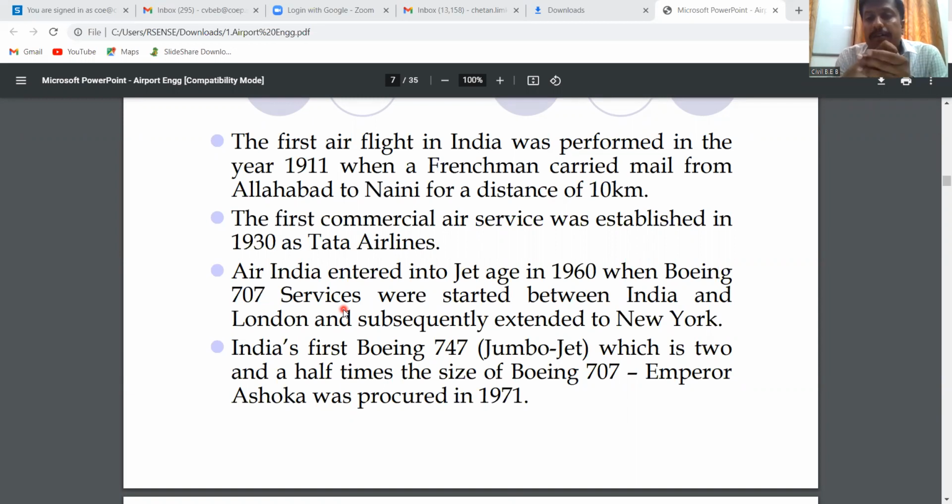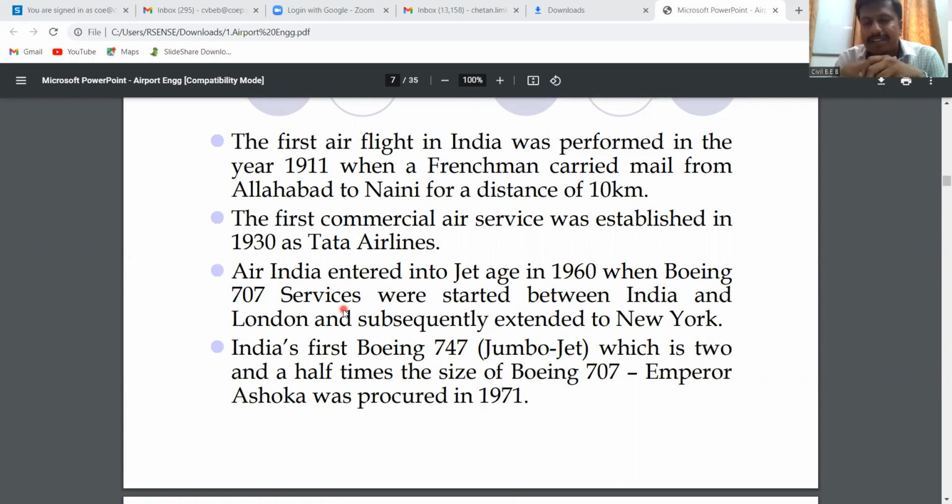As far as our country is concerned, the first air flight in India was performed in the year 1911, when a Frenchman carried mail from Allahabad to Naini for a distance of about 10 kilometers. Have you seen that movie? I just forgot which tells the history, or the story, of the Indian airport system when the first aircraft was invented.